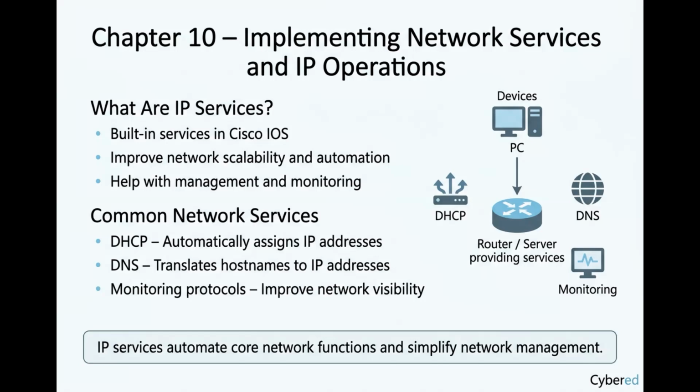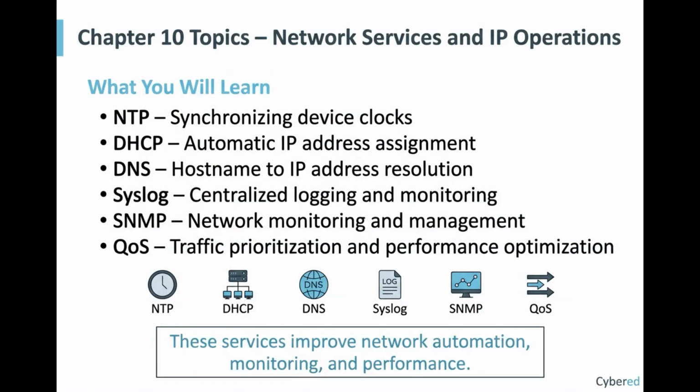Examples include Dynamic Host Configuration Protocol for automatically assigning IP addresses to devices, Domain Name System for translating host names into IP addresses, and monitoring protocols that improve visibility and management across the network. In this chapter, you will learn how to configure network time protocol to synchronize device clocks, implement DHCP on Cisco routers to automatically distribute IP configuration to clients, and understand how DNS enables devices to locate resources across the internet.